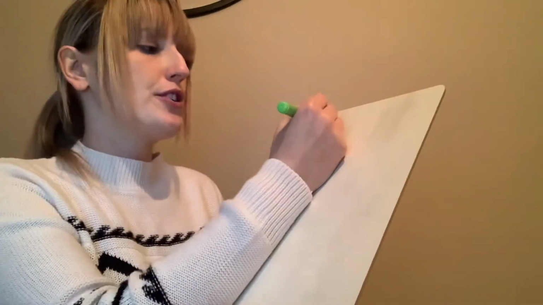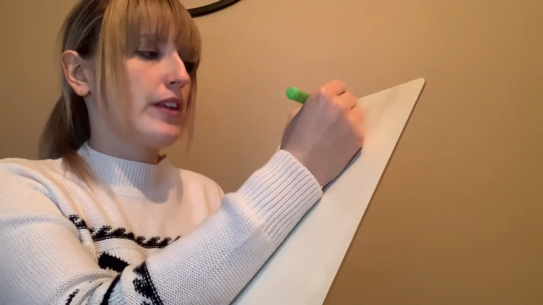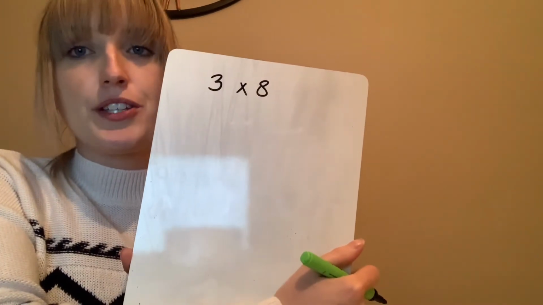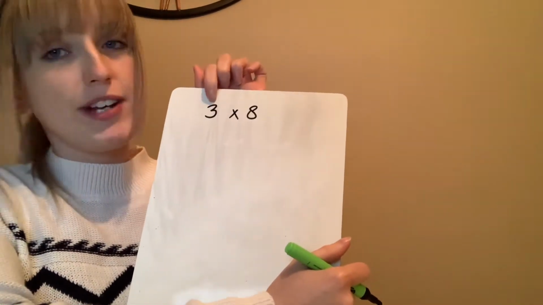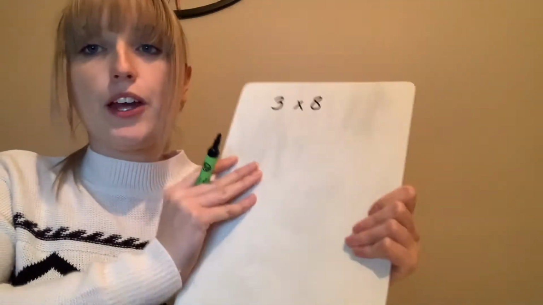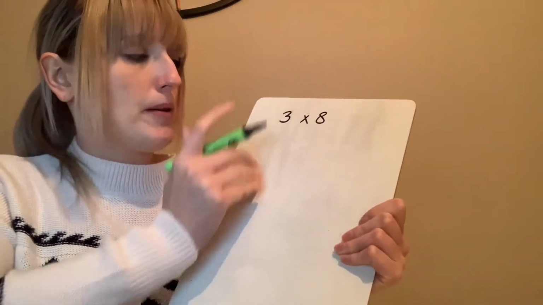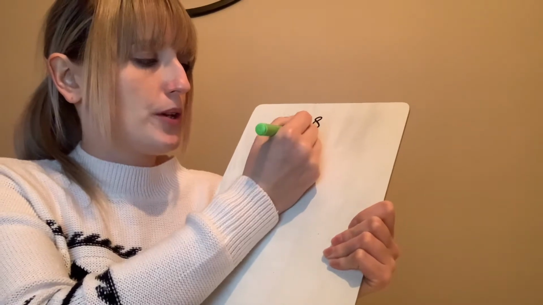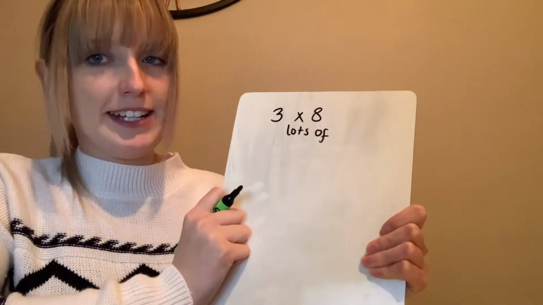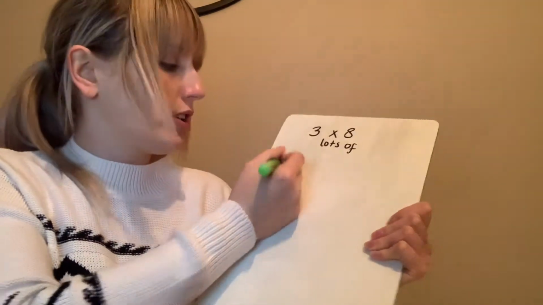This time I'm going to do the question 3 lots of 8. If you knew your 3 times tables, you could get 8 fingers and you could count in your 3s. But if not, use my drawing tip. So remember, we use the words lots of. I want 3 lots of 8, so I'm going to start by drawing 1 lot of 8.